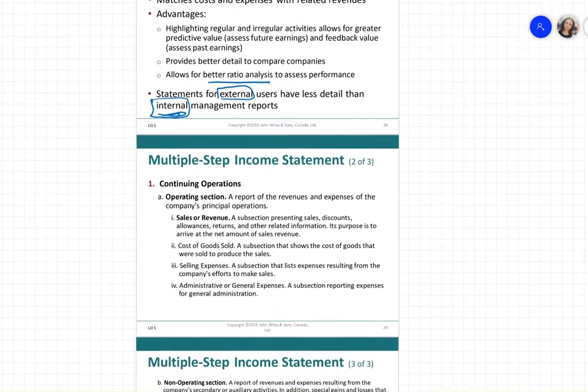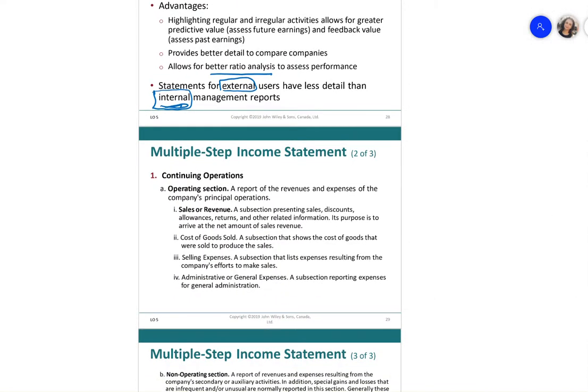When you have a multi-step income statement, what goes under the continuing operation and what goes under the discontinuing operation? When we think of a continuing operation, the first part is the operating section. So there are two sections, operating and non-operating. The operating section is the report of revenue and expenses of the company's financial operation. Anything that relates to the operation of the company goes under the operating activities.